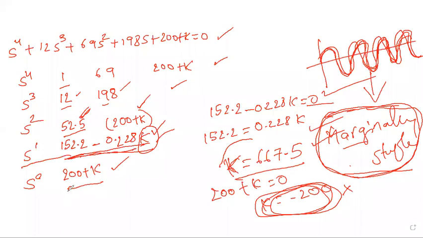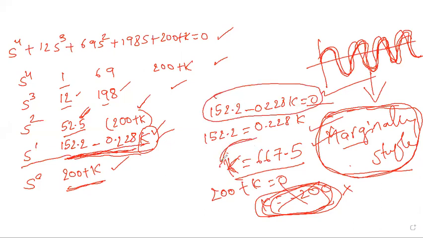But if you take this as row of all zeros, k minus 200, we need to frame the auxiliary equation from the elements of the row just above the row of all zeros. So in this row also we have a single element, so that's why we are not considering this one. We considered only this one.